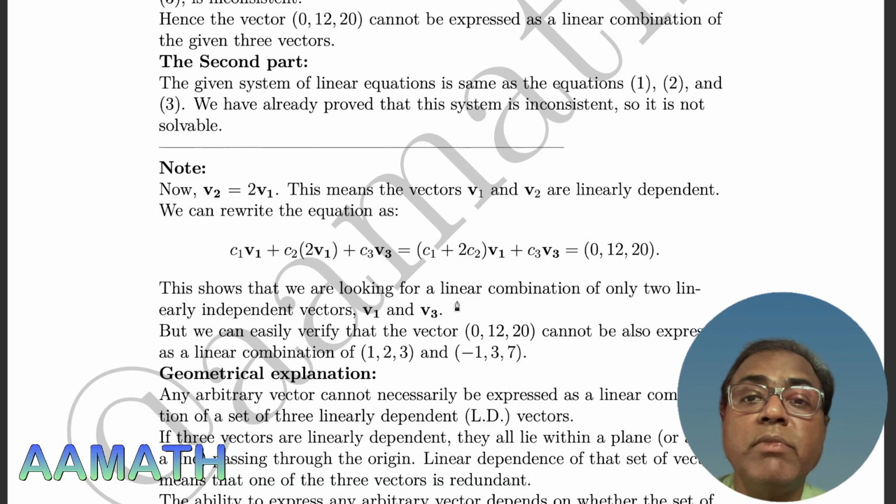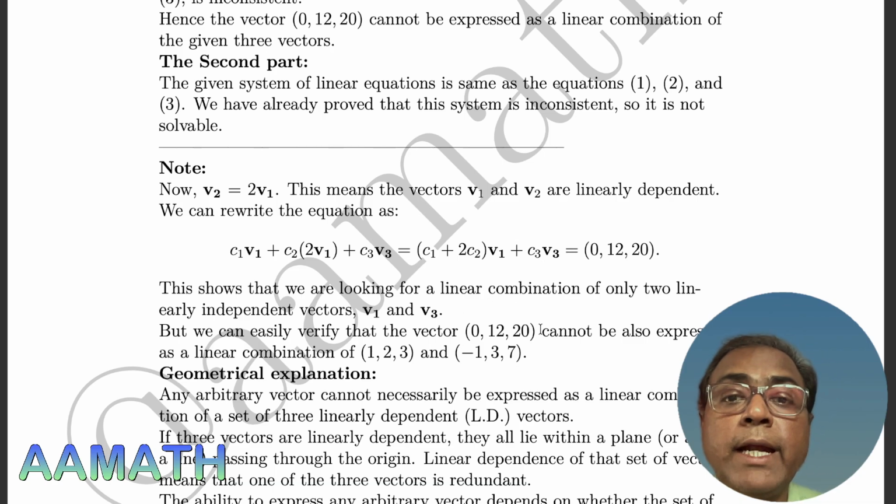This shows that actually we are looking for a linear combination of only two linearly independent vectors. Here V1 and V3 are linearly independent vectors. But we can easily verify that the vector (0, 12, 20) also cannot be expressed as a linear combination of V1 and V3.